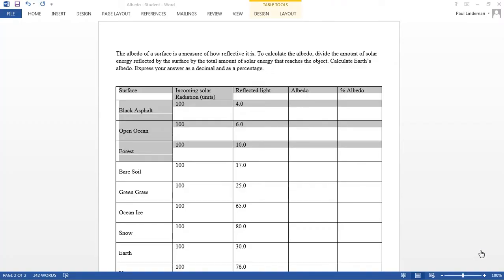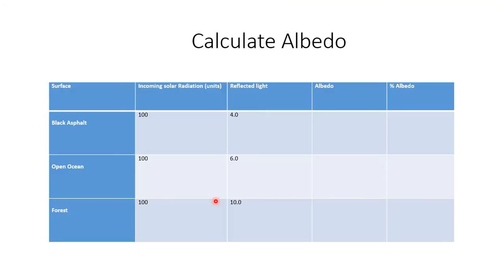Now it's time to calculate some albedo, so let's do some problems. So calculating albedo. This is the chart that you have on your activity, different colors. We have black asphalt, and black asphalt has 100 units of solar radiation coming in, and 4 units are reflected. So the albedo is a simple problem where we take our reflected light, 4 units, and divide that by our incoming light, which is 100 units.